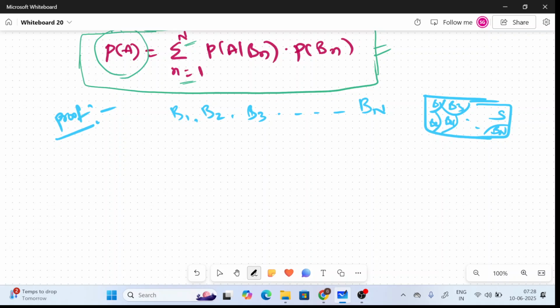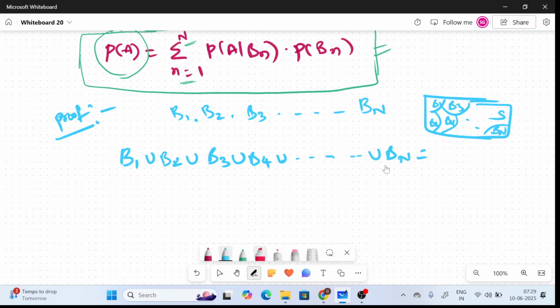So this expression we want to write: B1 union B2 union B3 union B4 union, and so on up to union Bn. If I add all together, what are you going to get? This is the union that we are doing. If I add together, we will be getting the total sample space.